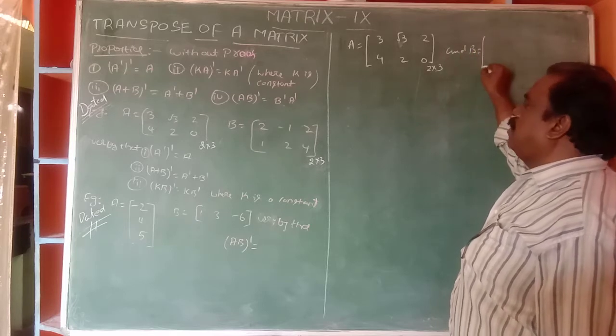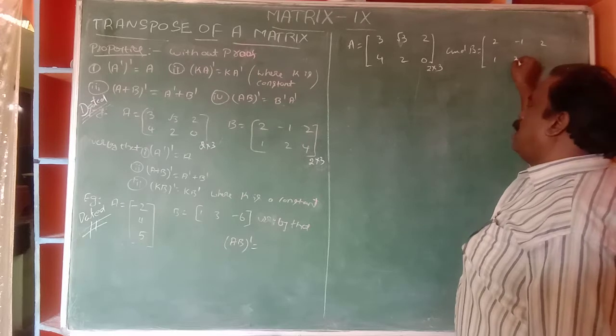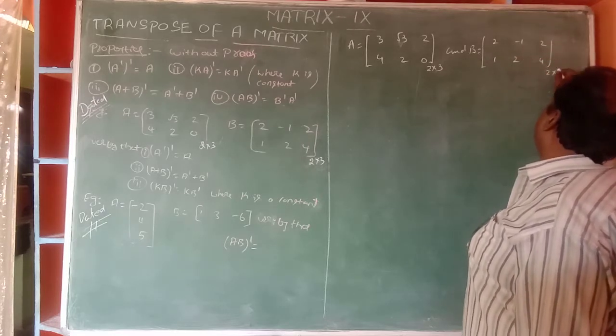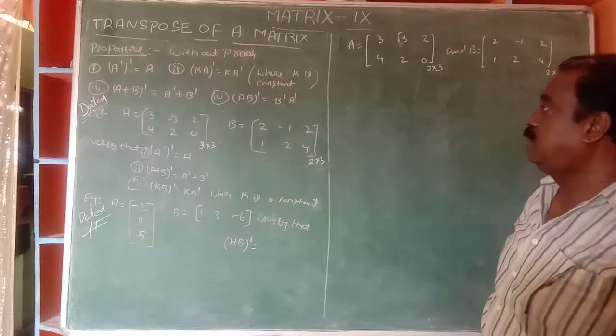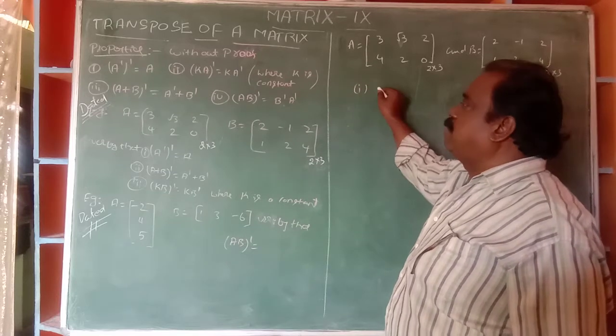Capital B is equal to [2, -1, 2; 1, 2, 4]. It is also 2 rows and 3 columns. First we take the first problem.